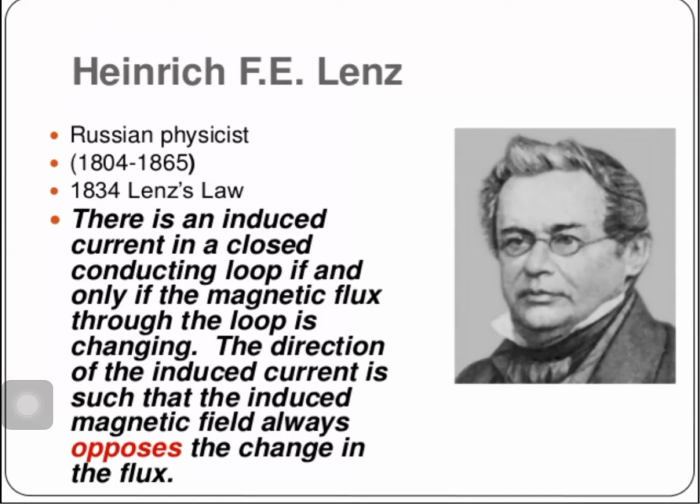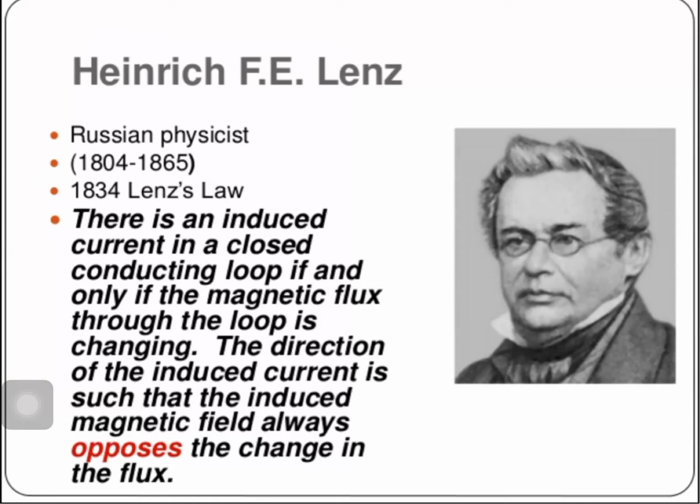The answer is given by the scientist Heinrich F. E. Lenz. According to his statement, the direction of induced current is such that the induced magnetic field always opposes the change in flux. That means, very simply, the induced current always opposes the changing magnetic flux. How does the induced current oppose the change in magnetic flux?